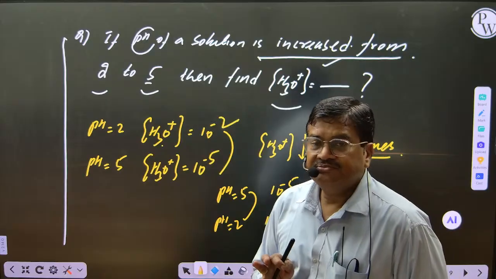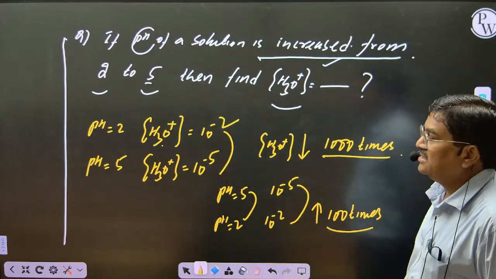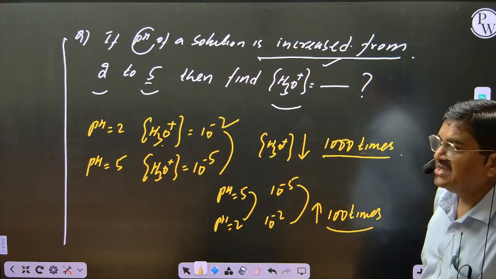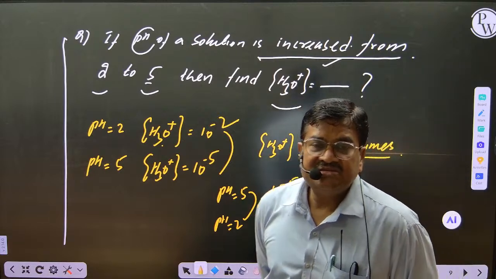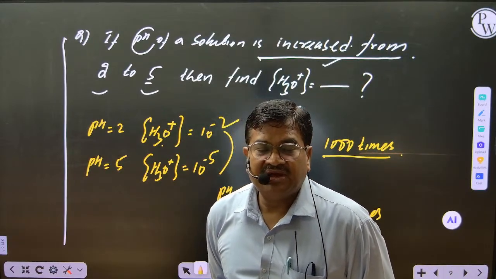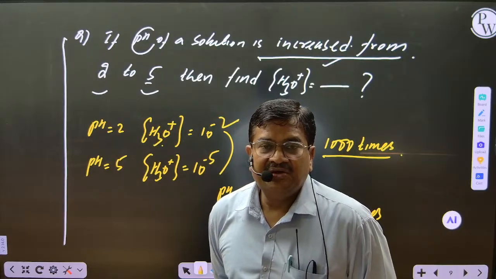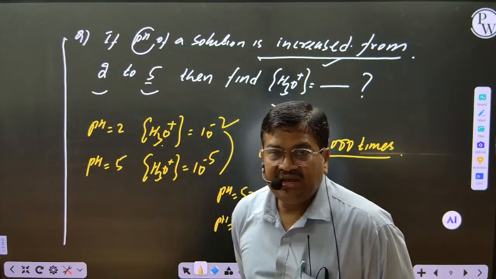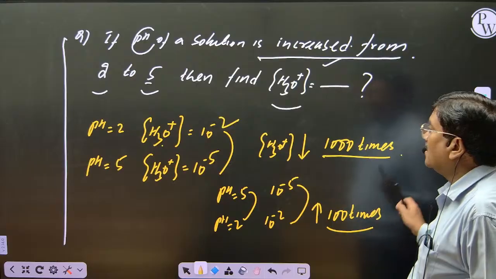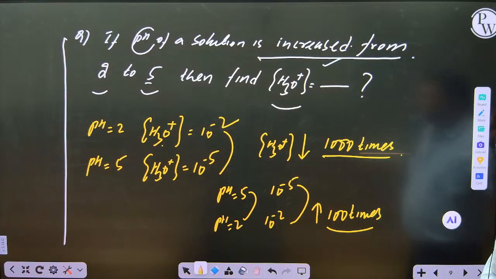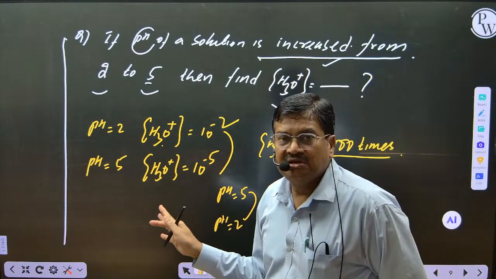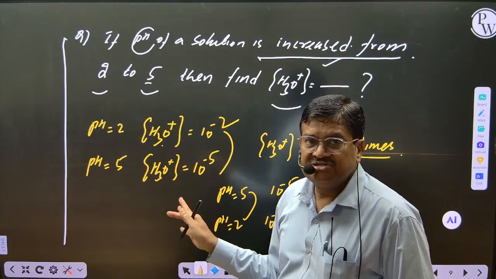Clear, Amma? Copy this. So from the exam point of view, they ask such type of questions. And the concept I have to remember: for every 1 unit increase in pH, hydronium ion concentration decreases by 10 times. Clear? Any doubt in this? No doubt, no? Everyone understood? Yes, I think so, everyone understood this.